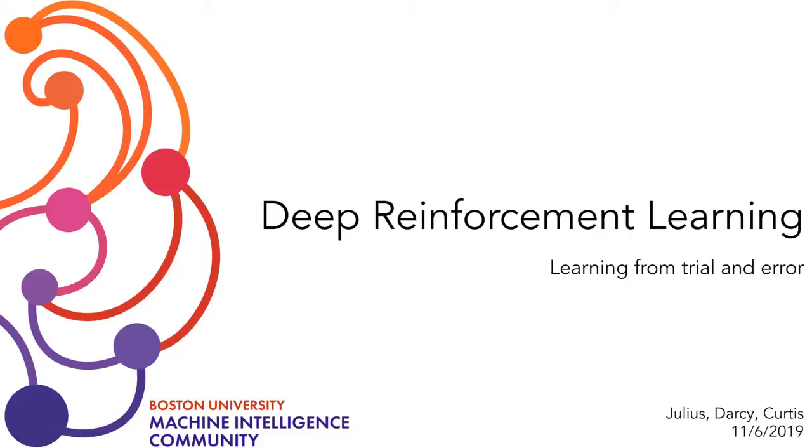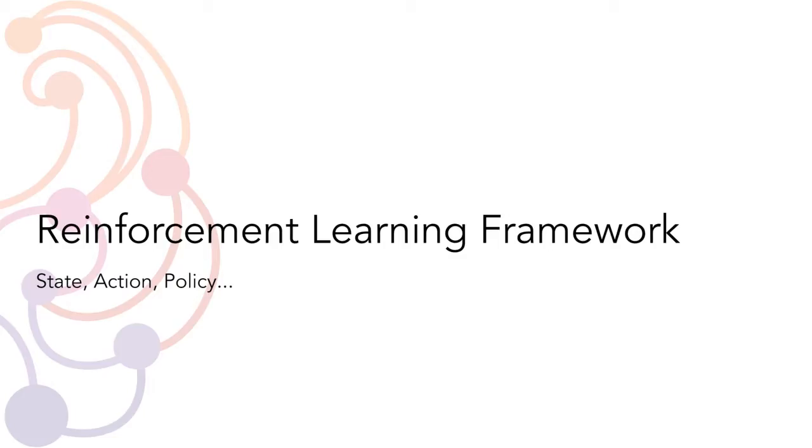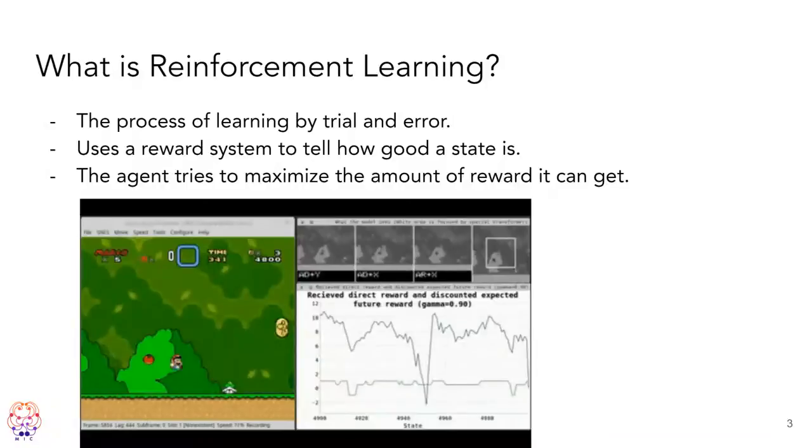So today's deep reinforcement learning. So what this basically is, is learning from trial and error. So basically you can think of just a person or a baby that has no knowledge of the world, and they interact with the environment and then they learn stuff. So what is that more exactly?